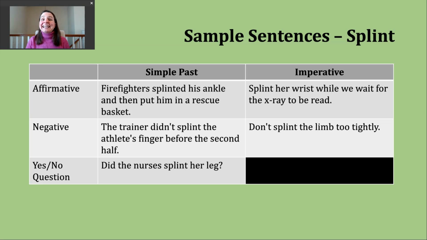Now, if you want to make a negative sentence in the simple past tense, our structure is going to be did not and then the base verb. So notice we're not using that ed form in the negative. Here's another example sentence: the trainer didn't splint the athlete's finger before the second half. Okay, so here there wasn't some type of contraption put on the person's finger.